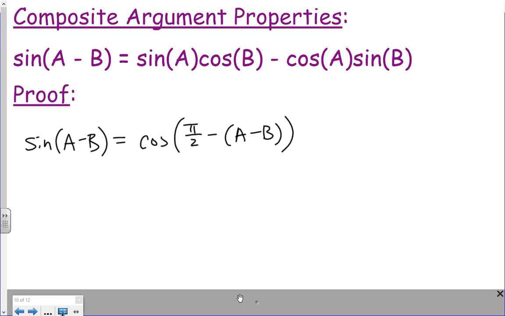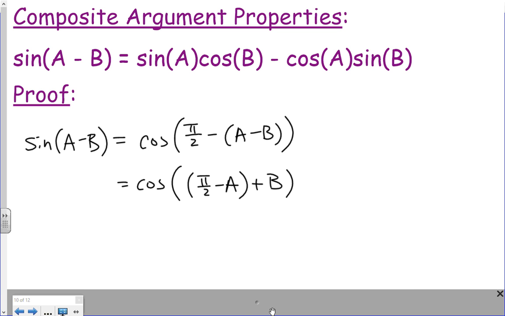Now before I use the composite argument property, which is where I'm headed with this, I'm going to reassociate these terms that I've got here. So I'm going to rewrite this as the cosine of the quantity pi over 2 minus A will be my first argument. And I'm distributing that minus sign through to get this to be a plus B here. All right, so I've got the cosine of one angle plus some other angle. We already have a property that tells us how we can rewrite that. We just proved that on the previous slide, in fact.